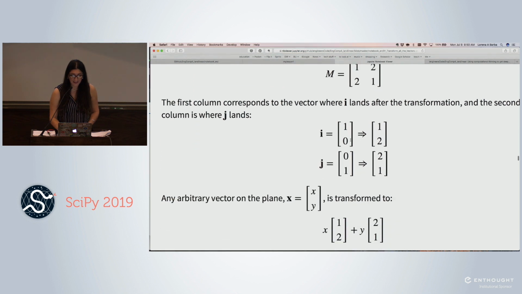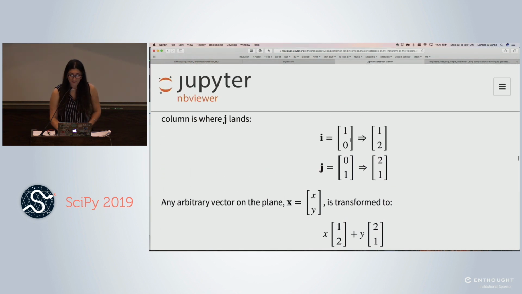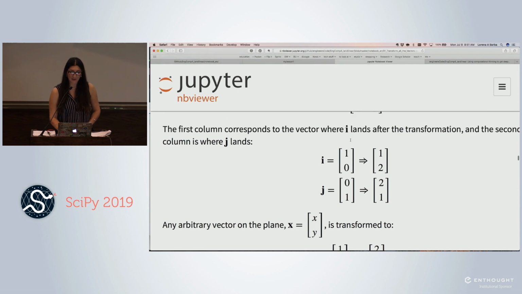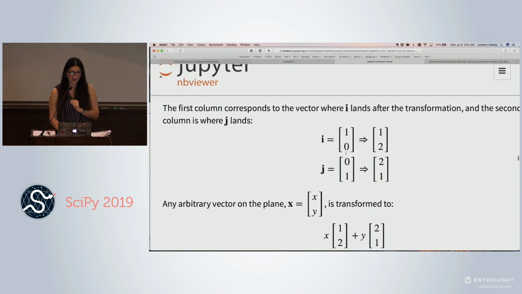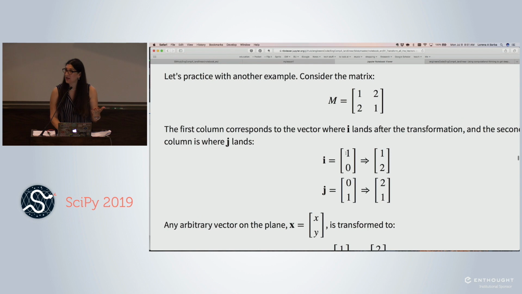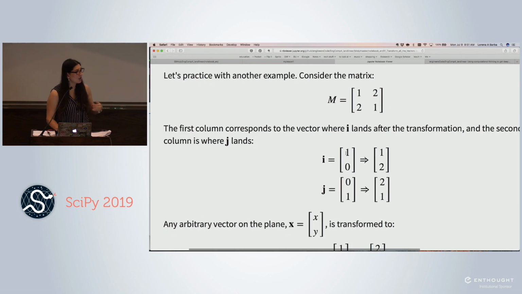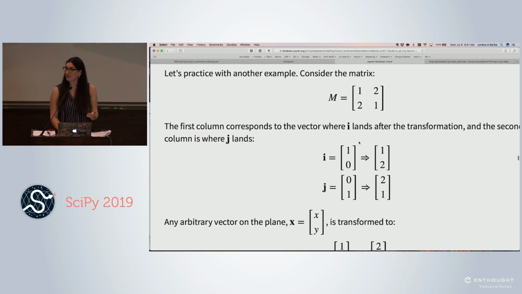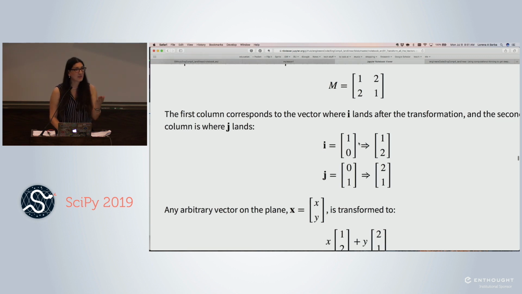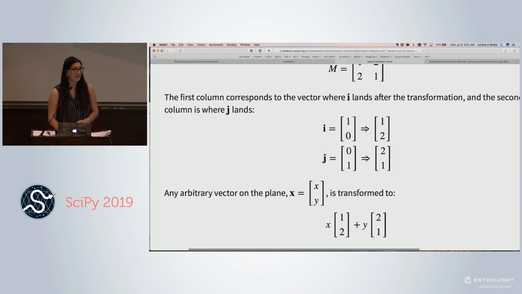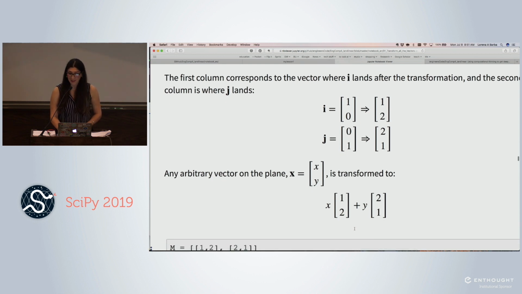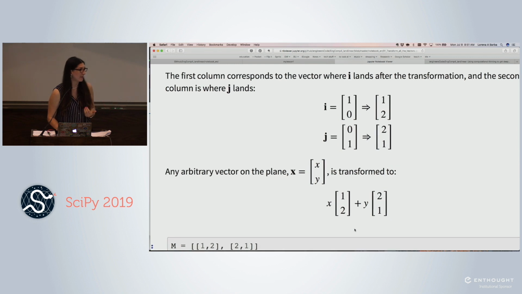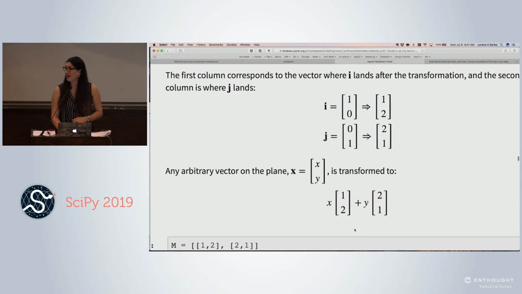All right, we're going to create it. Remember that I and J are the basis vectors, and so any vector x can be represented as a linear combination of I and J. I know where I lands and where J lands under this linear transformation, so I can use those two new vectors in a linear combination with the x and y coordinates to know where any vector x lands in the new space, produced by multiplying the matrix times the vector.